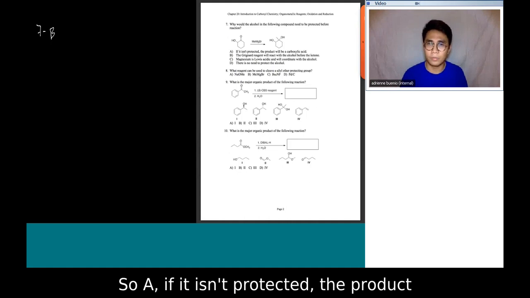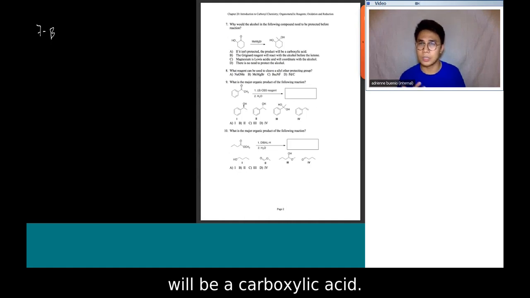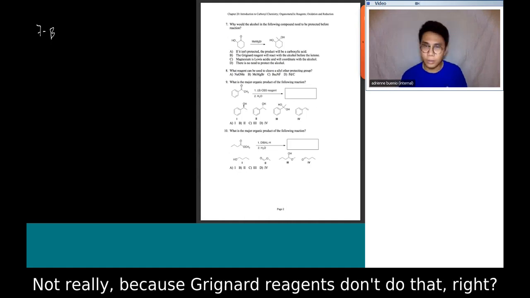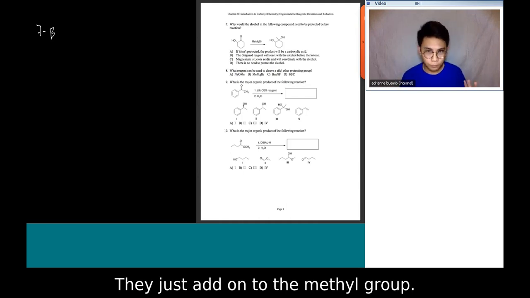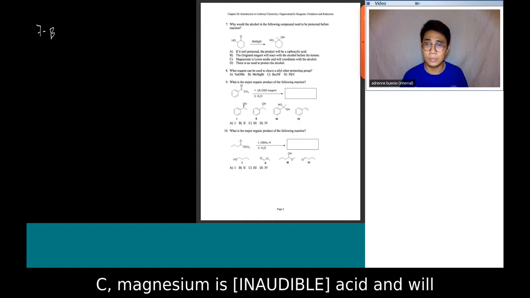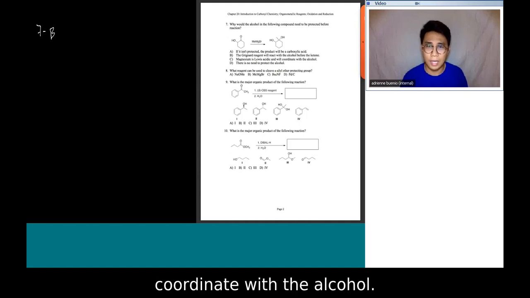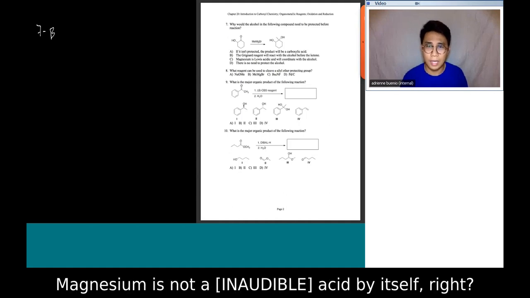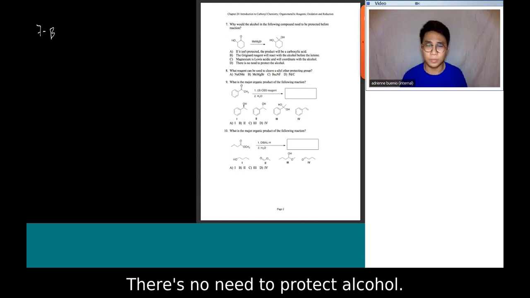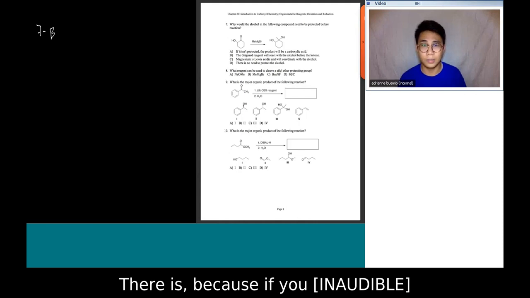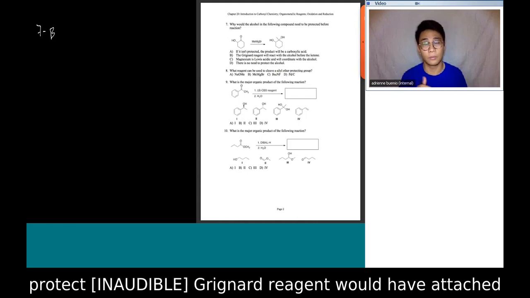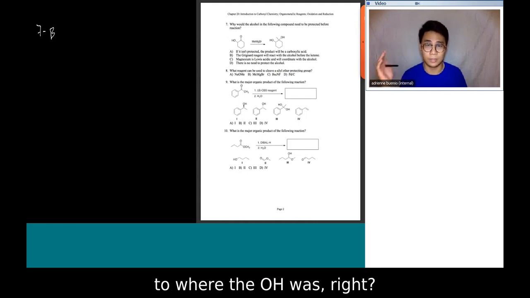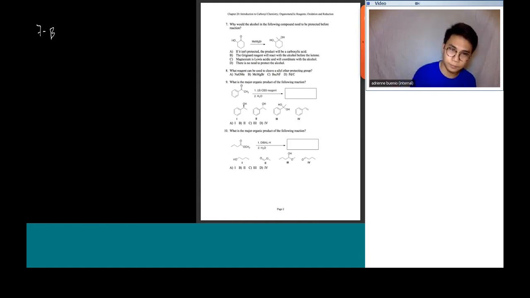So A, if it isn't protected, the product will be a carboxylic acid. Not really, because Grignard reagents don't do that, right? They just add on the methyl group. C, magnesium is Lewis acid and will coordinate with the alcohol. Magnesium is not a Lewis acid by itself, right? D, there's no need to protect the alcohol. There is, because if it wasn't protected, the Grignard reagent would have attached to where that OH was, right? So things like that.